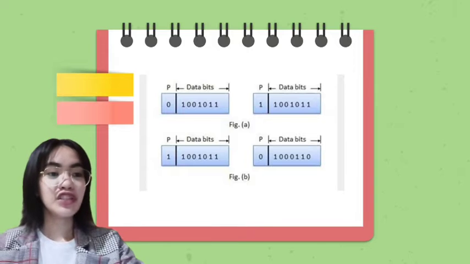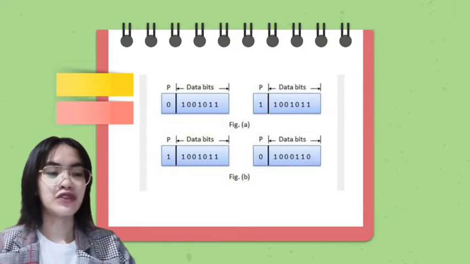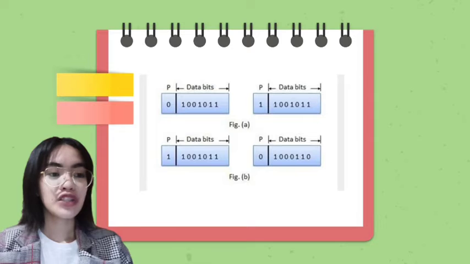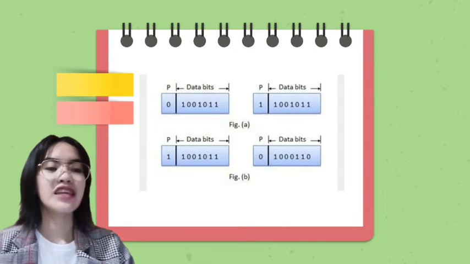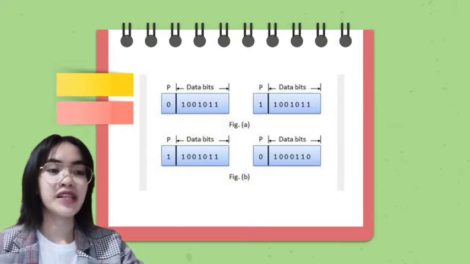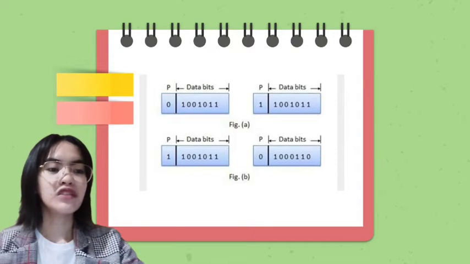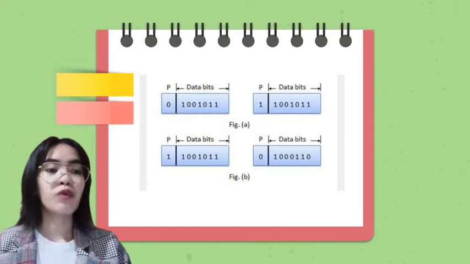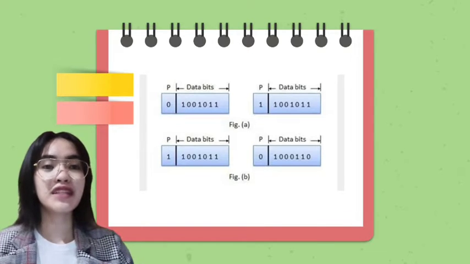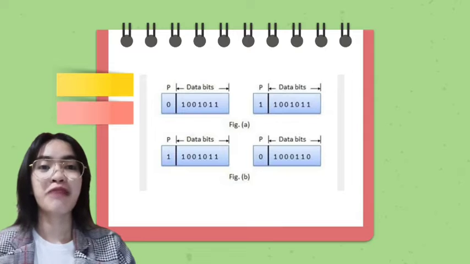So let's proceed to the right upper portion. The parity bit is 1. So we're going to determine the number of ones in the data bits. So we have here 1, 2, 3, 4. So we have 4 ones in the data bits, so it means that is even parity.